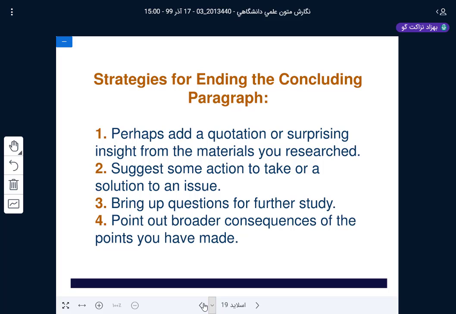So, strategies for ending the concluding paragraph. Go on, please, Sabida. Number one, perhaps. Okay, number one, perhaps add a quotation or surprising insight from the materials you research. So this is very important. This is a surprising insight or quotation from the findings of the research, and then we just include this, and we have to use the in-text citation. We have to cite because this idea is not ours.